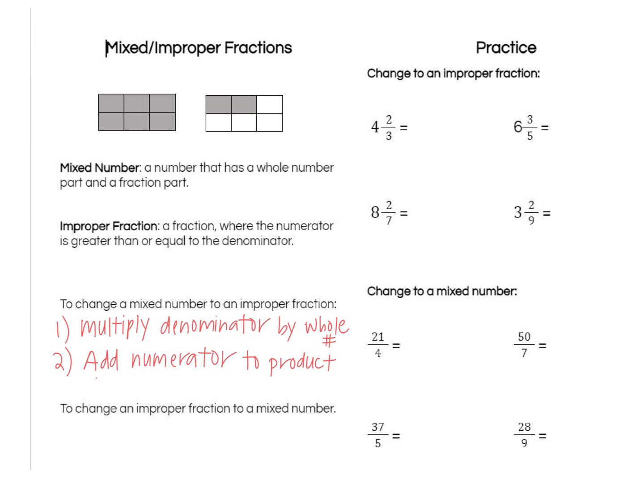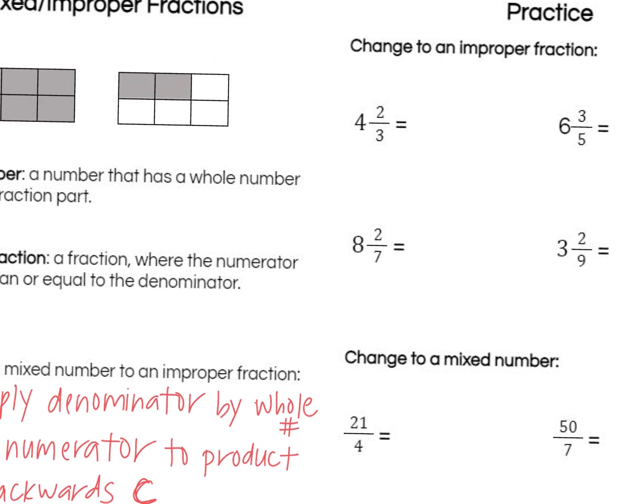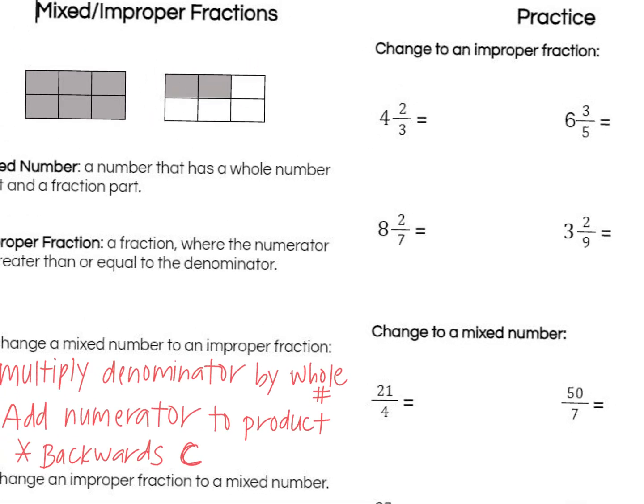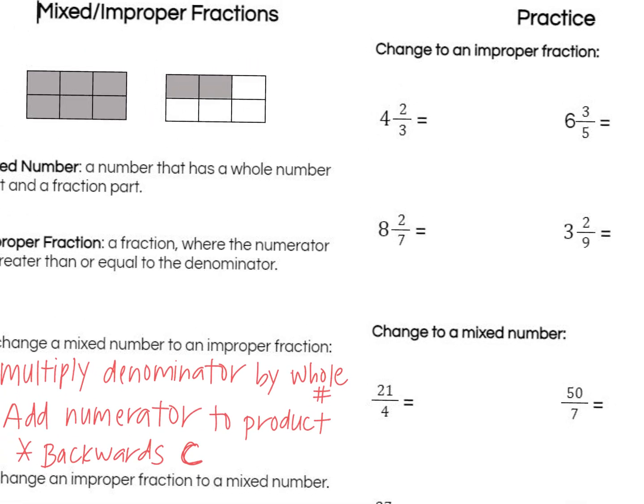Okay, this is what I like to call backwards C. I'm going to show you. So looking over to the right side where it says change to an improper fraction, I'm going to start at the denominator, and I'm going to write a C, but I'm going to do it backwards. I start at the bottom and I loop around. See what I mean? It tells you where to start.